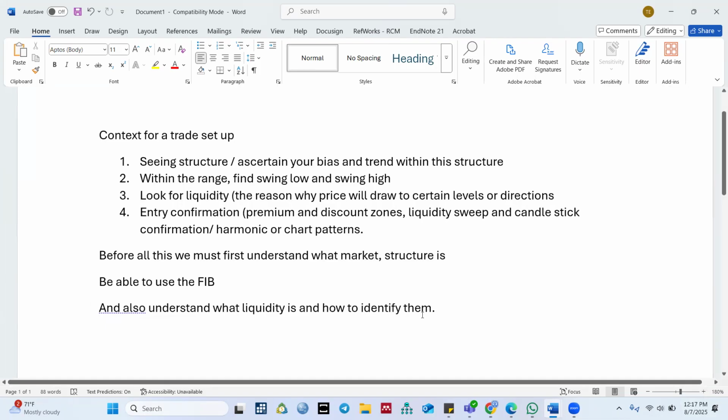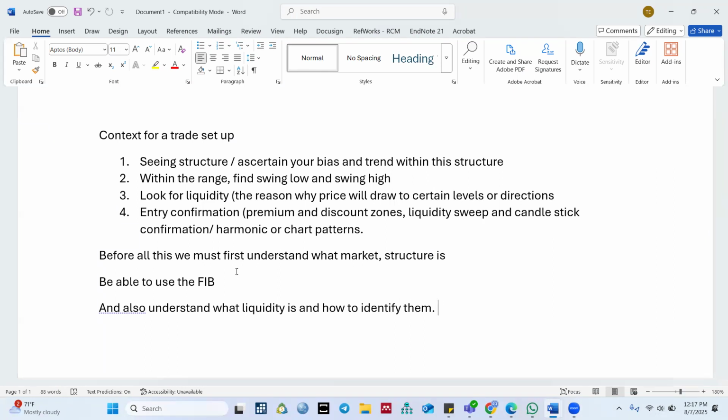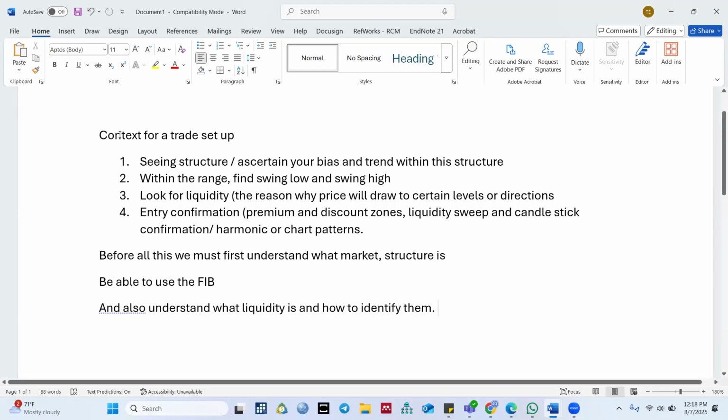Perfect. Okay. So this is a result of studies that I've been doing and refining my strategies and things that I'm putting together to be better in trading, or in forex. So, the context for my setup, and what I look at before I take a trade, or want to trade the market. The number one thing is to look at structure and ascertain the bias and the trend within this structure.